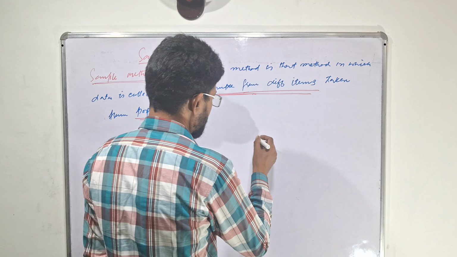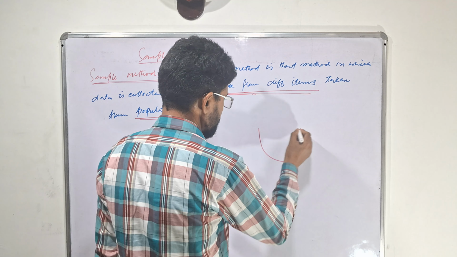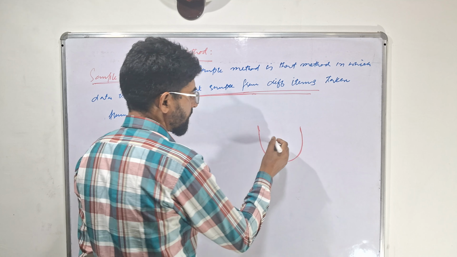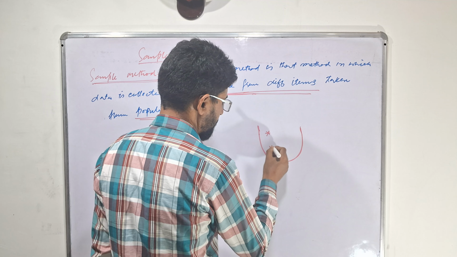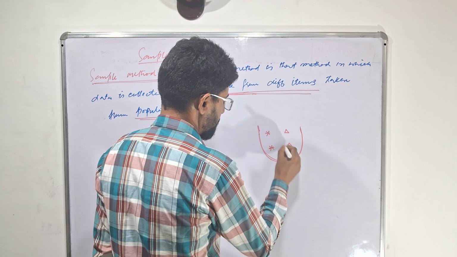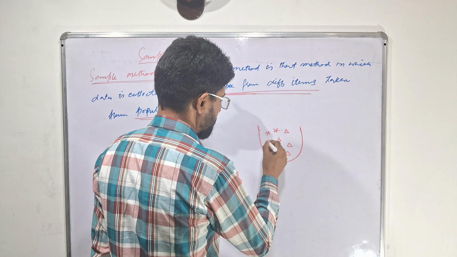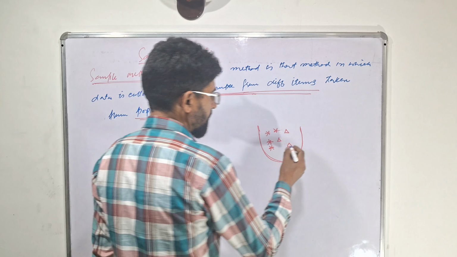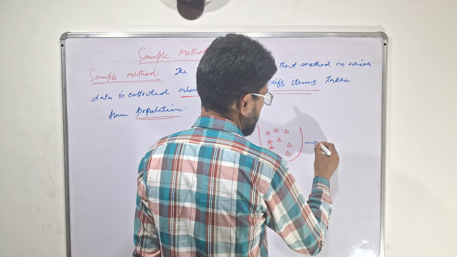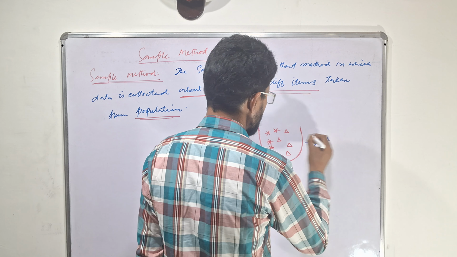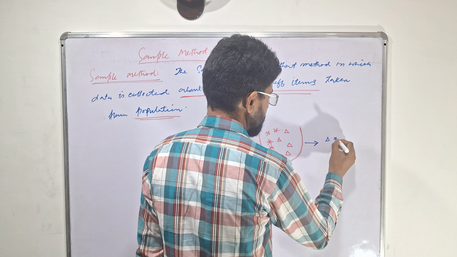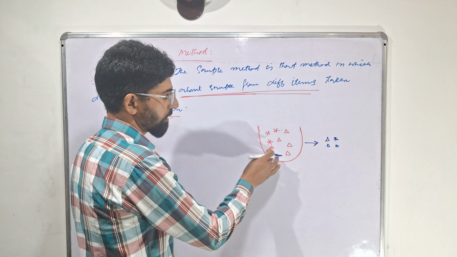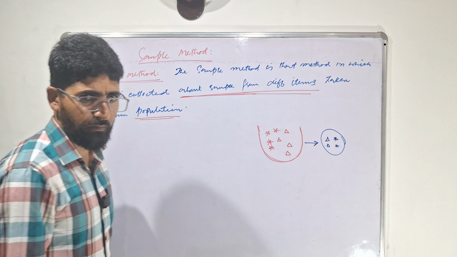For example, this is a bowl. In the bowl, there are different articles. We have to take sample for investigation. Yes, what we call sample method. Definitely, when we have to investigate, we can take only one or two articles from this for investigation purpose. What we call sample method.